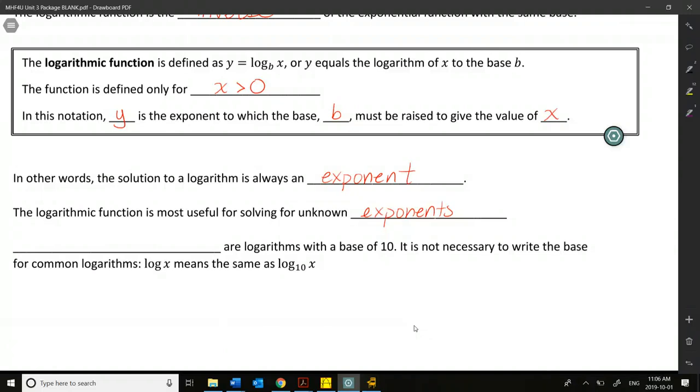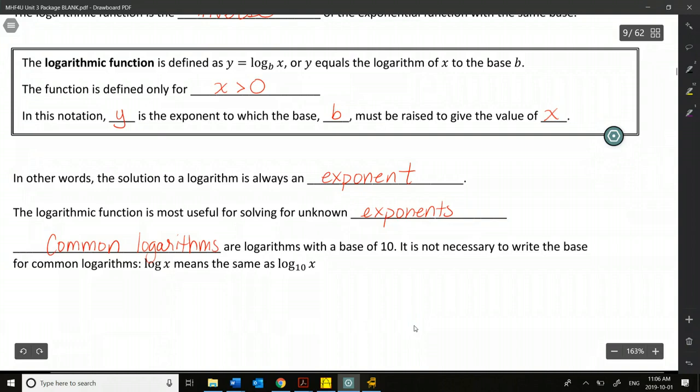So the common logarithm is stored in your calculator. It just looks as a regular log looks. So you actually won't really see a base. You won't see this little base b in there. But it's actually kind of one of those understood things in math. So it's called the common logarithm. Okay, they are logarithms with base 10, and it's kind of just one of those understood things.